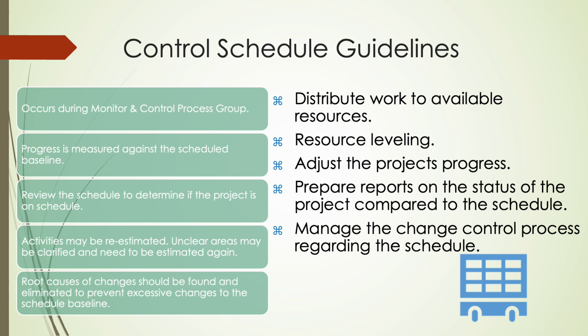Outputs from controlling costs include updated work performance information, cost forecasts, change requests, and updates to the cost baseline and project documents. This ensures that financial resources are properly managed throughout the project, helping to maintain control over costs and deliver the project within its approved budget.